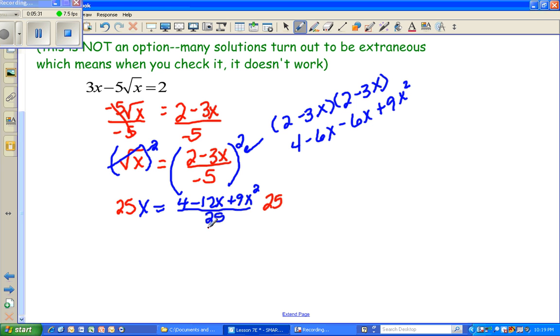We need to get rid of that denominator, so I'm going to multiply by 25 and then bring it over, and you're going to get 4 minus 37x plus 9x squared. So you want to see if you can factor this, or you could do the quadratic formula also. So this one is actually factorable, and so we're going to change the negative 37x into negative 1x and negative 36x.